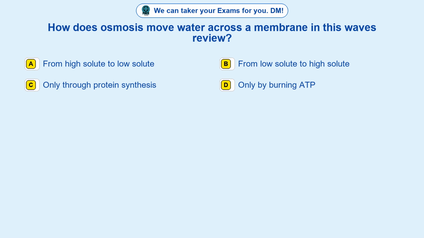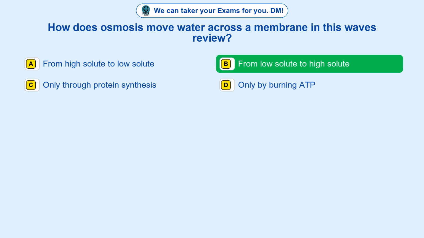Question 6. How does osmosis move water across a membrane in this waves review? Option A, from high solute to low solute. Option B, from low solute to high solute. Option C, only through protein synthesis. Option D, only by burning ATP. The correct answer is option B, from low solute to high solute.